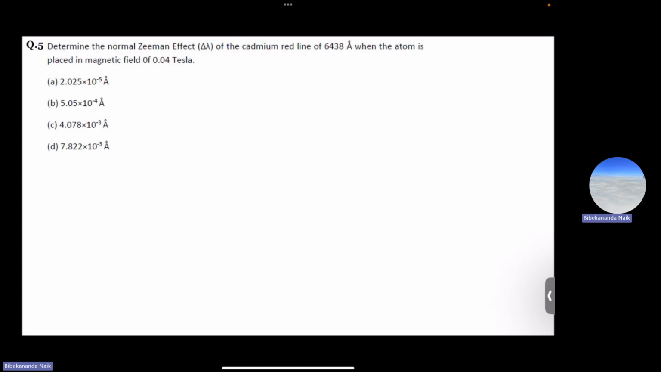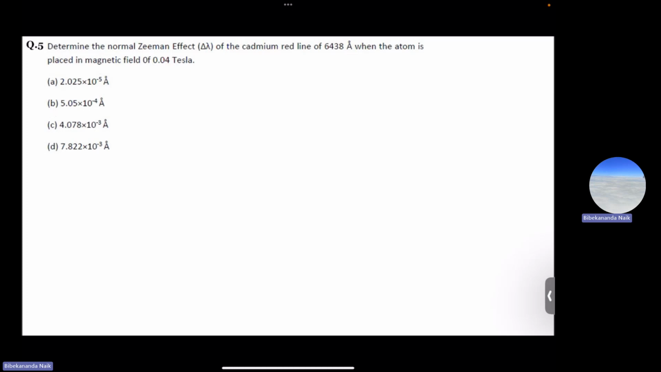So let's solve this question. The question says, determine the normal Zeeman effect of the cadmium red line of 6438 angstrom when the atom is placed in a magnetic field of 0.04 Tesla. So what is the Zeeman effect? The Zeeman effect is the splitting of a spectral line in the presence of an external magnetic field.